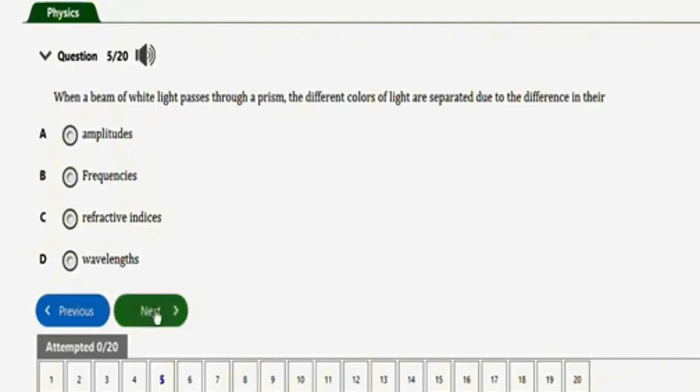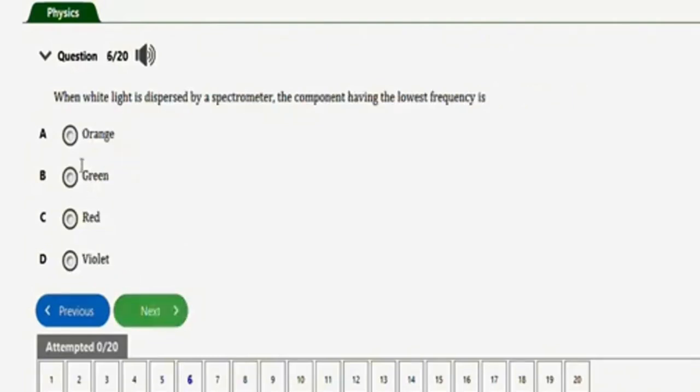So the next big question is this one. It says, when white light is dispersed by a spectrometer, the component having the lowest frequency is orange, green, red, violet. The correct option is option C, red. Red is the first color there and is also the one that has the lowest frequency.